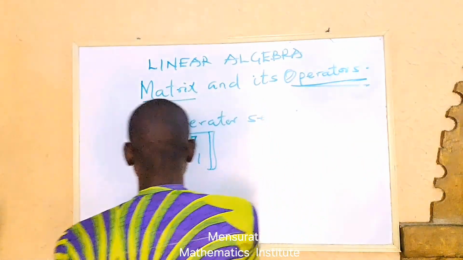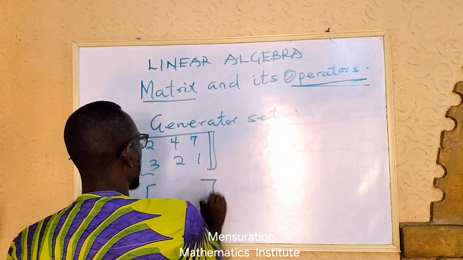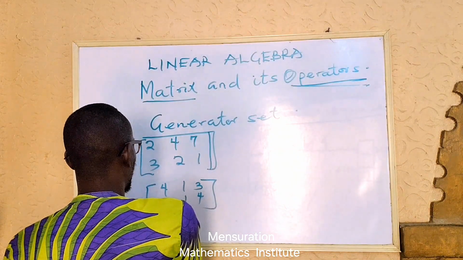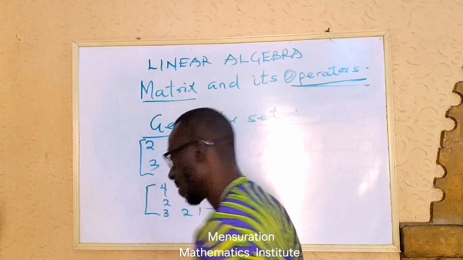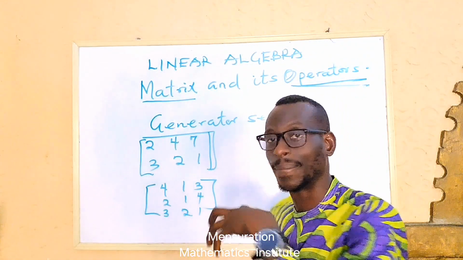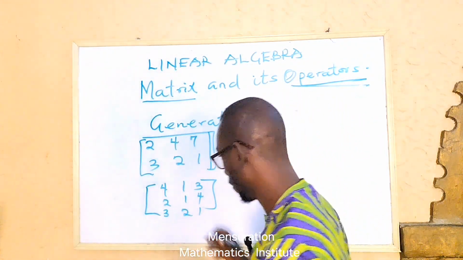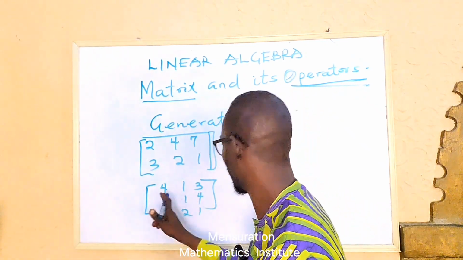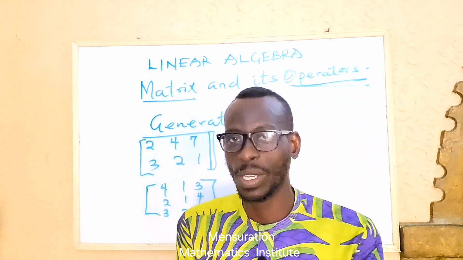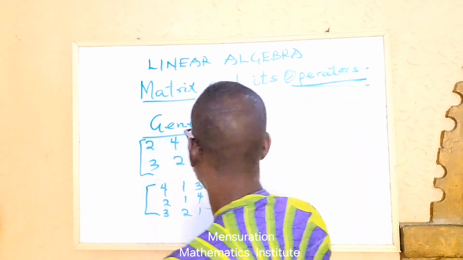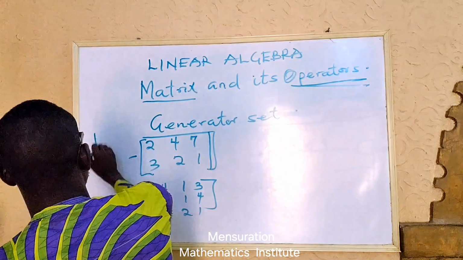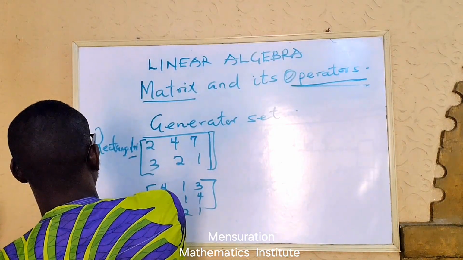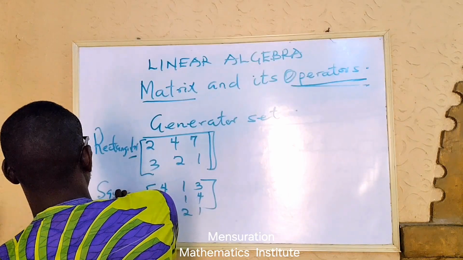But when we have something of this form, 4, 1, 3, 2, 1, 4, 3, 2, 1, we can see that the number of entries on the first row is the same as the second row and the third row. That is a 3 by 3 matrix. That makes it a square matrix. And we have said this is a rectangular matrix. This is a square matrix.